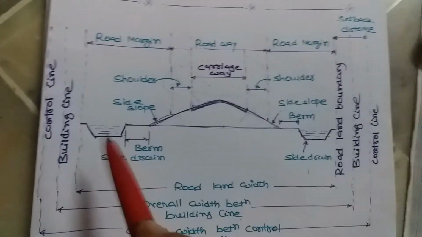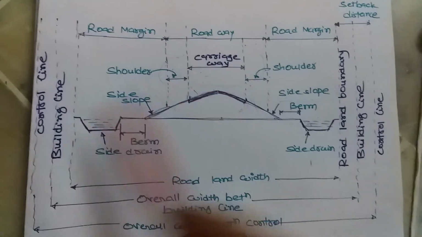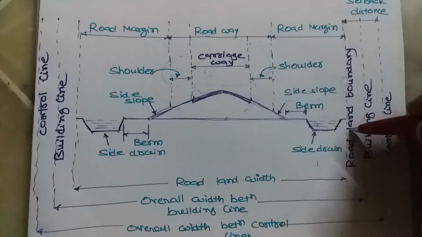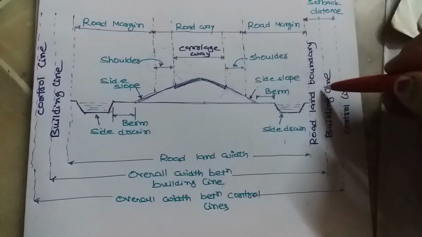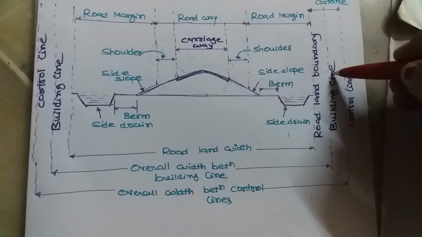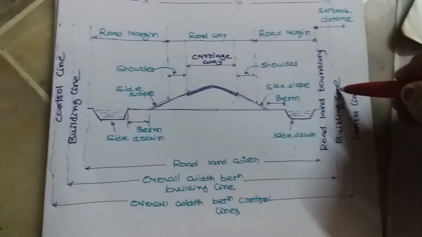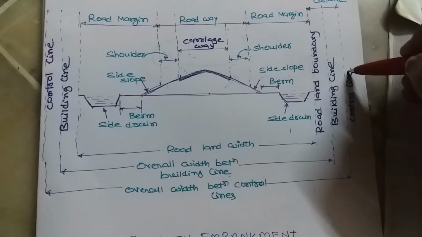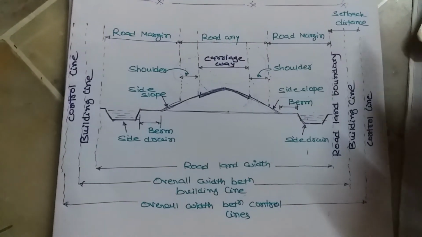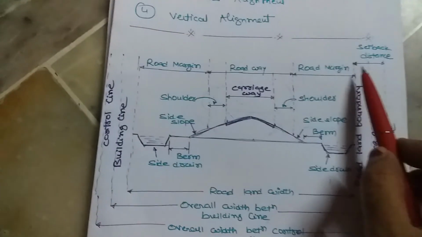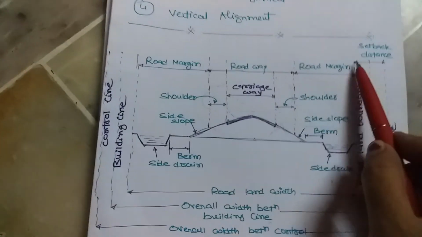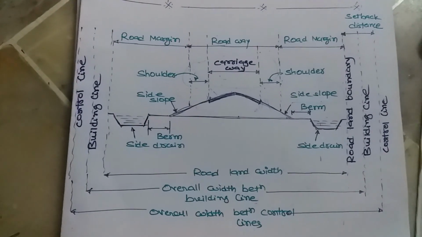Now here you can see the building line and control line. Okay, so road line boundary. Here the road is complete, okay. These are the building lines, meaning up to here it is not possible to take the road further. And this is the control line, meaning here we cannot do further road construction. So this distance, you see, from road line boundary to control line, this distance is known as the setback distance.